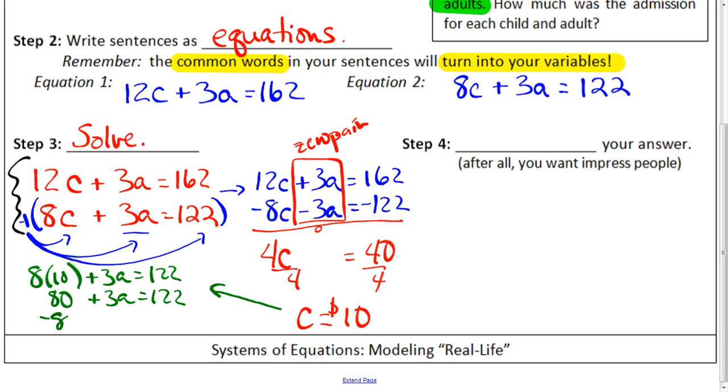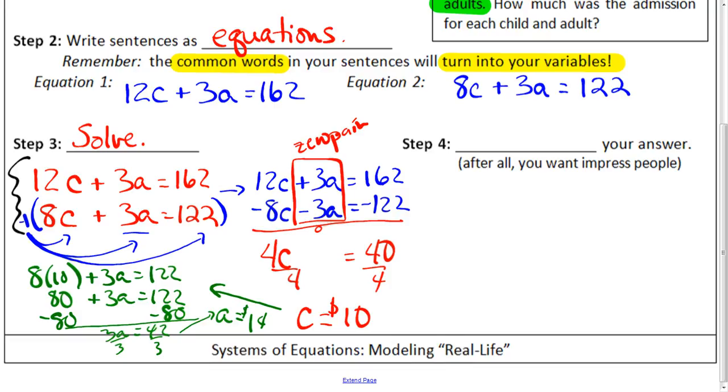It looks like we're close to running out of room. My apologies. So I get 3A is equal to 42. So when you divide that out, you end up with A is equal to 14. So that's the adult value. So adults were $14 to get into the zoo for the party. Kids were 10. Another reason to get a membership, people.